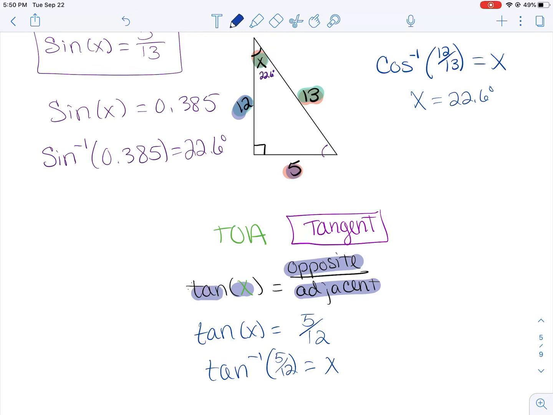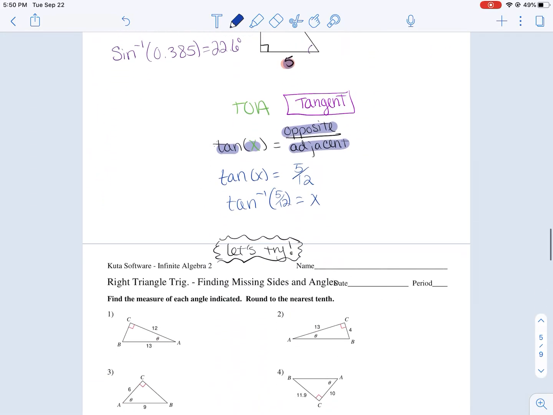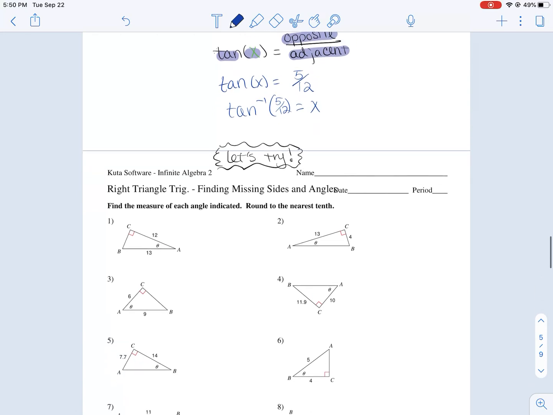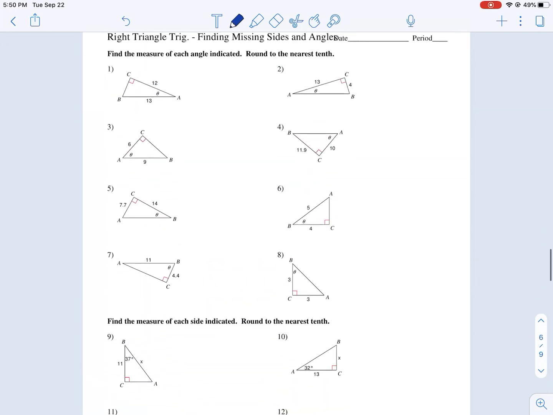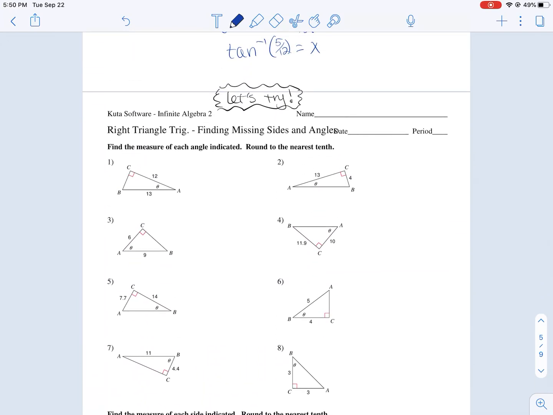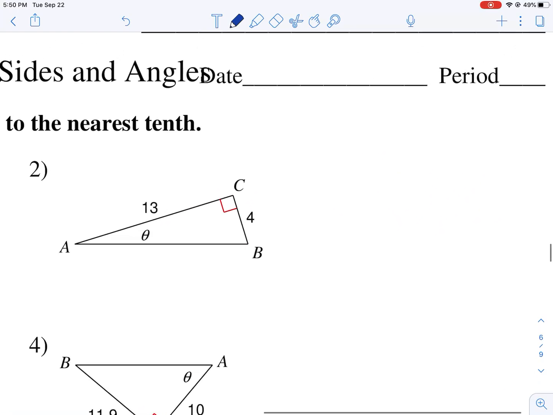You usually want to pick one to help you solve, and that's why we have 3 of them actually, because sometimes you're given certain information in a triangle and sometimes you could only use sine or you could only use cosine. It really depends on which 2 side values you actually have, okay? So let's try just maybe 1 or 2 here. We'll try finding the missing angle and we'll try finding the missing side.